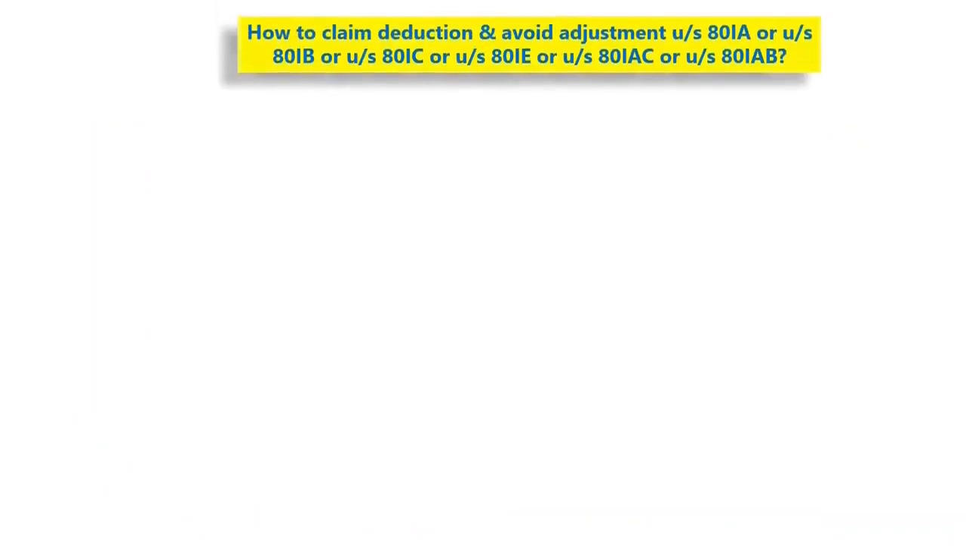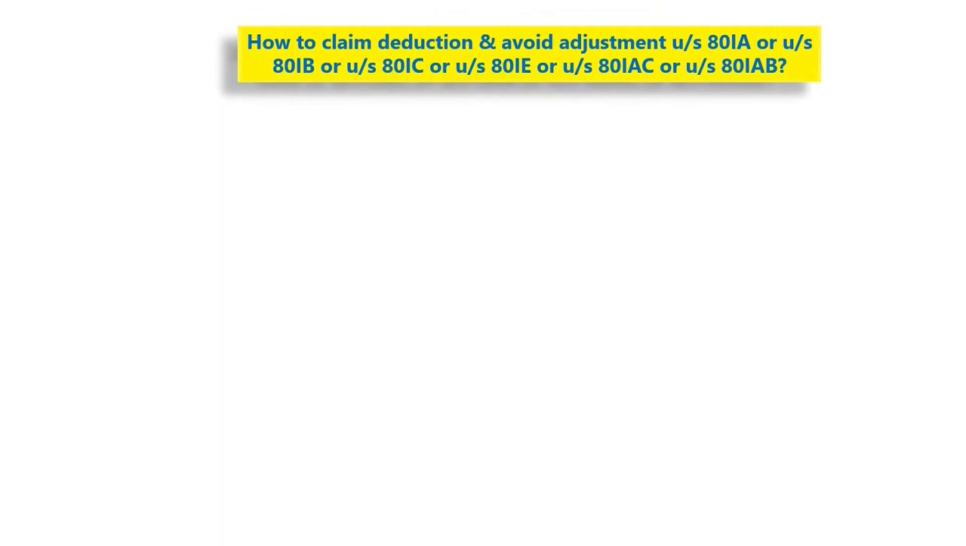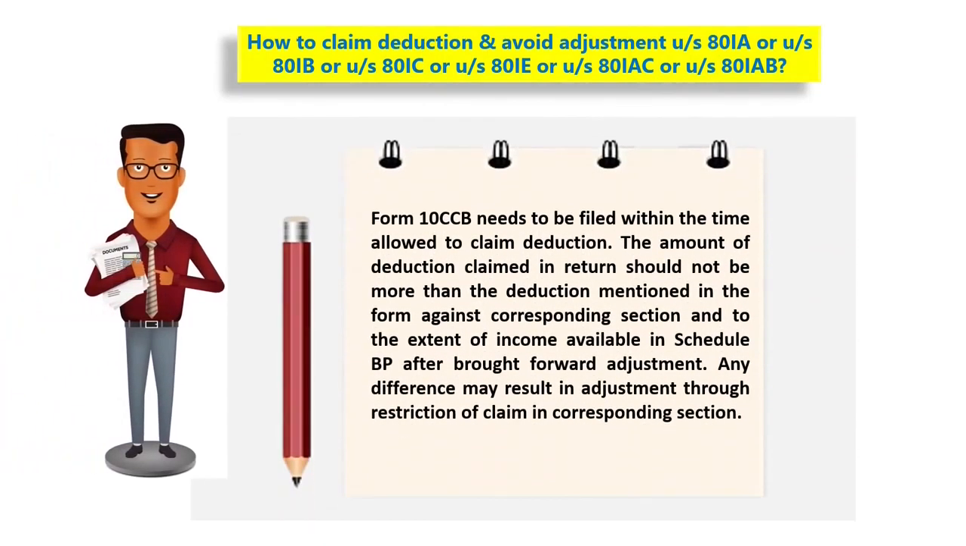If you want to claim deduction and avoid adjustment under section 80IA, 80IB, 80IC, 80IE, 80IAC or 80IAB, please remember to file form 10CCB within the time allowed to claim deduction. The amount of deduction claimed in return should not be more than the deduction mentioned in the form against corresponding section and to the extent of income available in schedule BP after brought forward loss adjustment. Any difference may result in adjustment through restriction of claim in corresponding section.